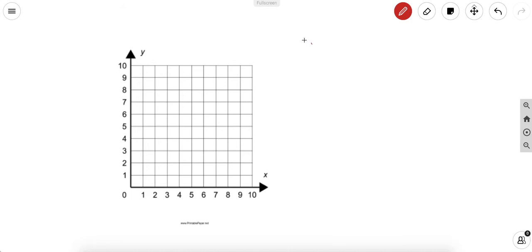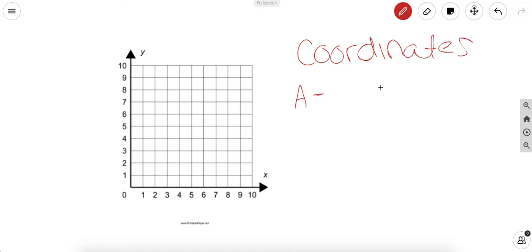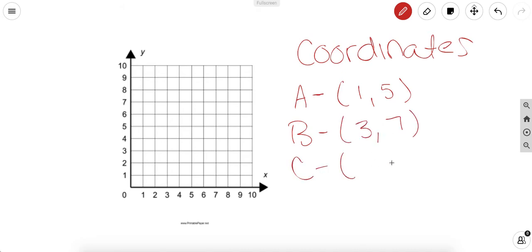Now I'm going to give you coordinates, and you're going to plot them. And I know that's going to sound crazy, but we're going to try it. So we're going to do 1, 5. Let's go for B. We're going to do 3, 7. C. We're going to do 9, 4. We haven't used a 4 yet. And for D, we're going to do 10, 10.